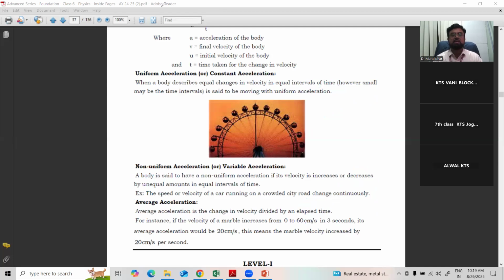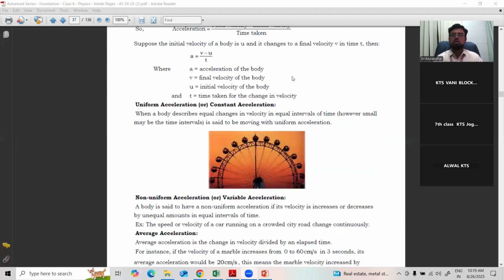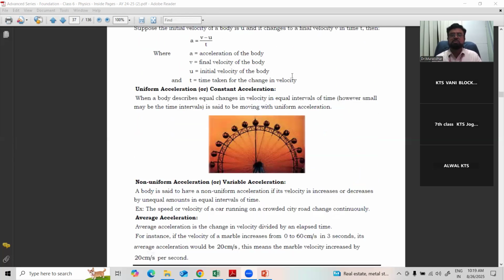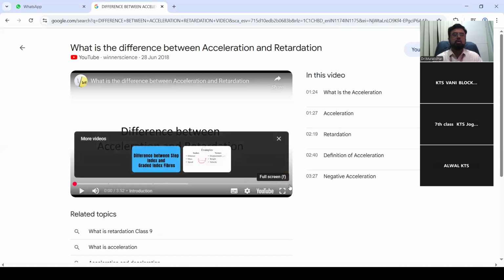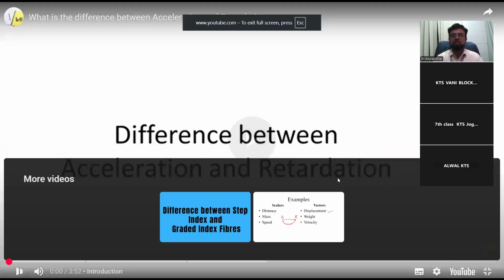Average acceleration. Clear? So this is the complete concepts of the kinematics chapter. So before going further, one more video on the difference between acceleration and retardation.